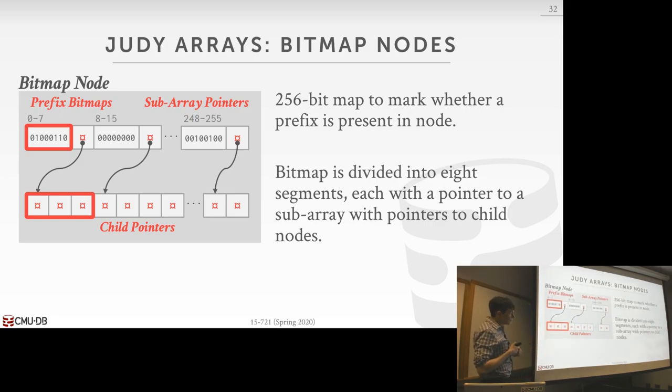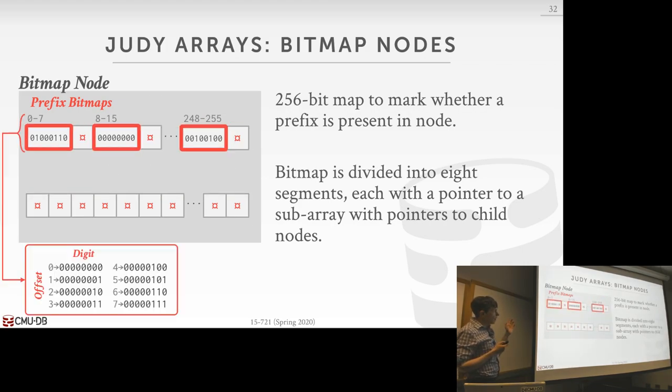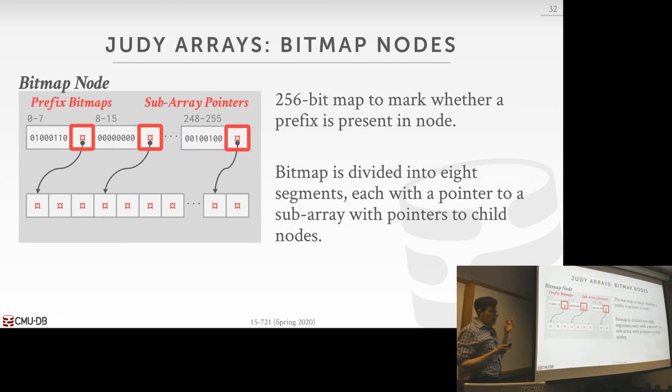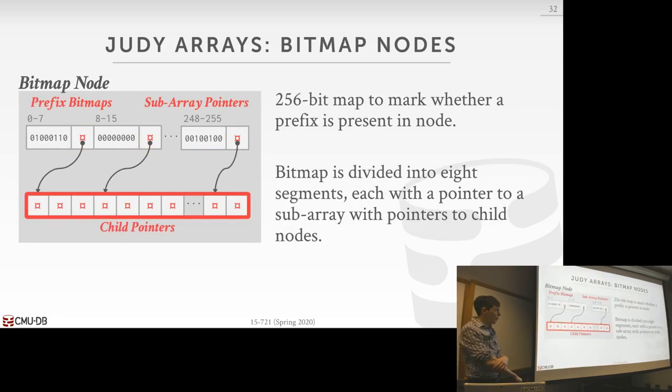Okay. So again, we covered that there are three node types. We covered the linear nodes and the bitmap nodes. And then the uncompressed nodes, we'll see the same thing in HyPer.